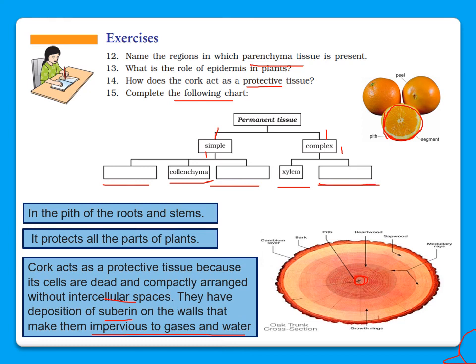So let me fill it for you. The first one is parenchyma and the collenchyma is filled over here. The third one is sclerenchyma. So now the types of simple permanent tissues are completed. Now let me come to the other part. There are two types of complex tissues. One is xylem and another one is phloem. So now your chart is completed.